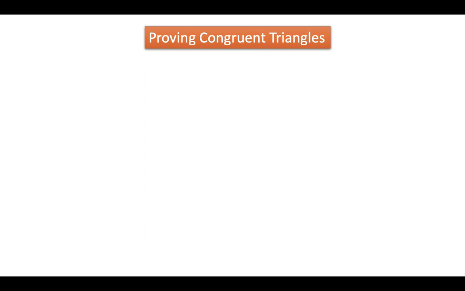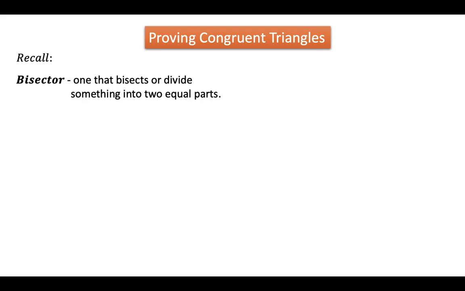In proving congruent triangles, it is a must to recall the different postulates, theorems, axioms, and definitions related to congruent triangles, because they will serve as a basis in our reasoning for each statement. So let us recall some of the terms. Bisector means it is one that bisects or divides something into two equal parts.